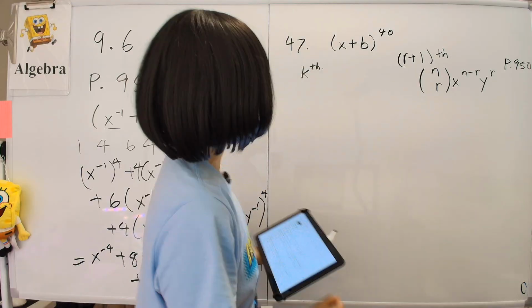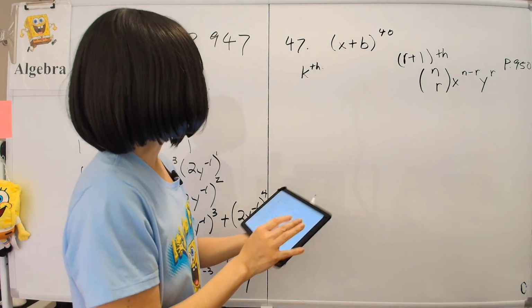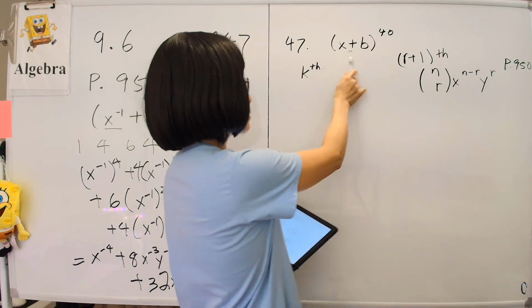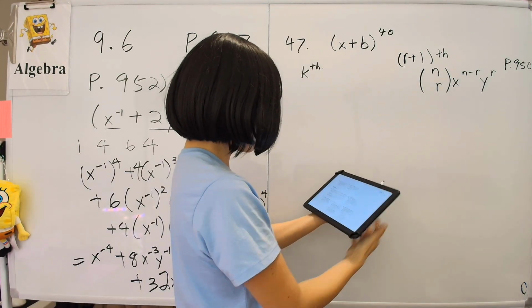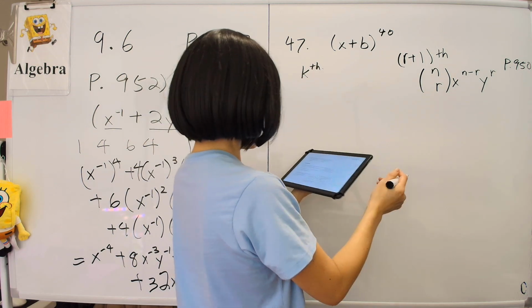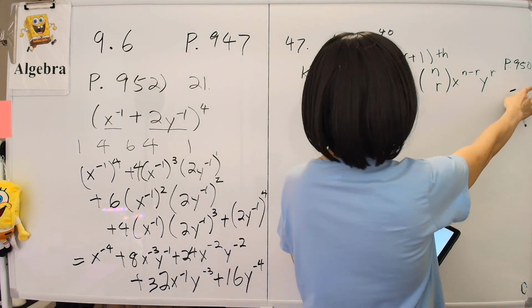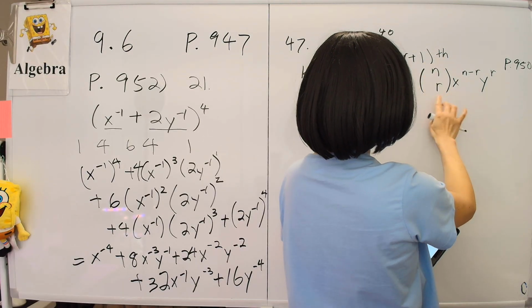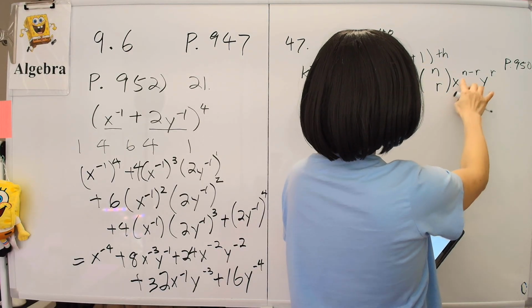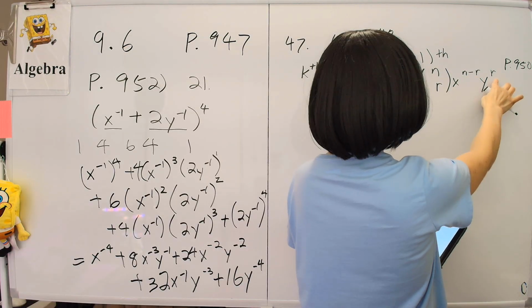So next, let's talk about problem 47, a quick little problem. We have x plus b being raised to the 40th power, but what they want to know is what is the exponent of b in the kth term. So let's look at the formula, which is on page 950. It says the r plus 1 term is this thing, x, the first term to the n minus r, and the second term to the power r.